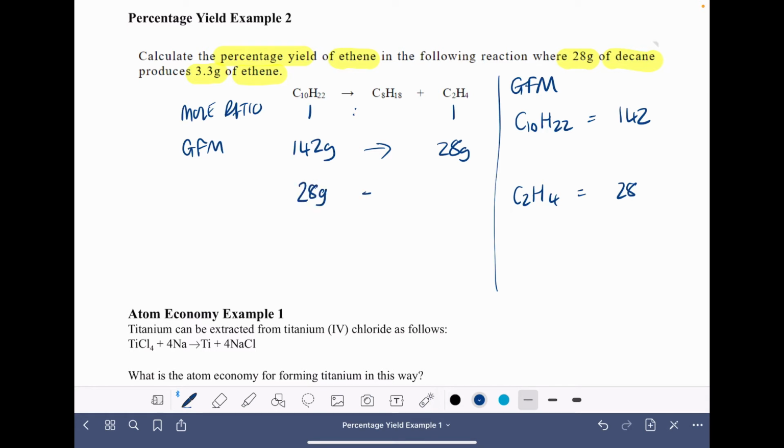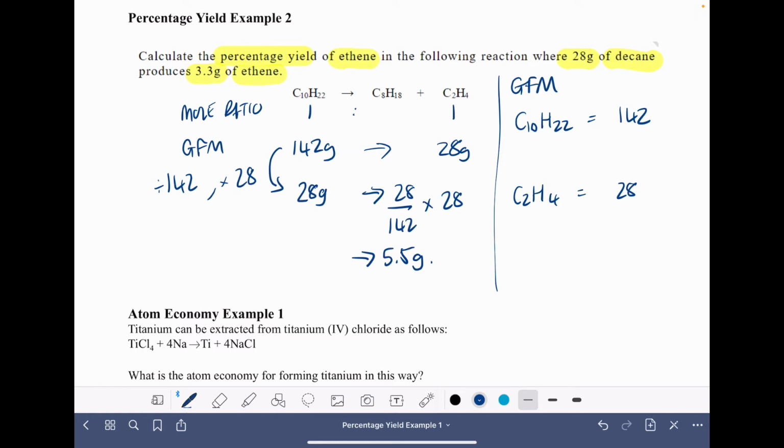Okay, now in the last example we went to the 1 gram, but here we'll just skip that step because to go from 142 to 28 we divide by 142 and then we multiply by 28. So we do the same to the other side. So 28 divided by 142 multiplied by 28. And the answer we get is 5.5 grams.